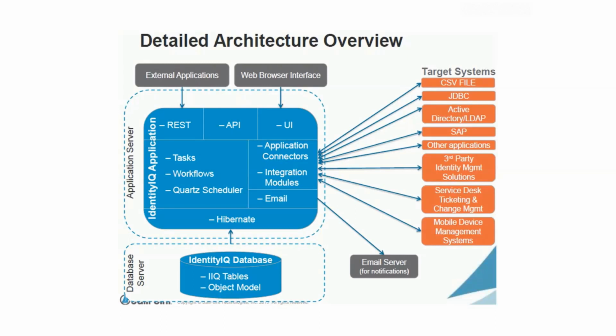IdentityIQ directly gets connected with the database server where all the object tables are stored. The values of all the object tables are stored in the database. In the application server, we have different categories or layers. IdentityIQ is basically a web-based application, and a web-based application needs a server. So the application server could be Apache Tomcat, WebSphere, JBoss, etc.